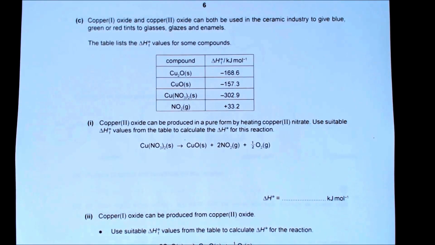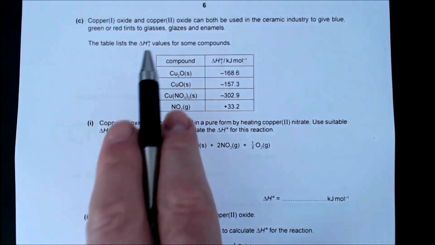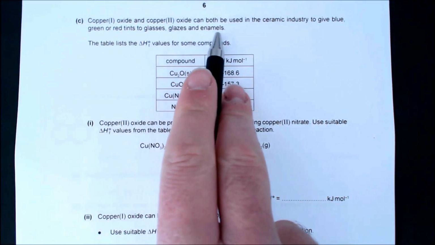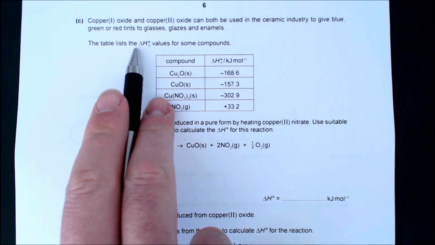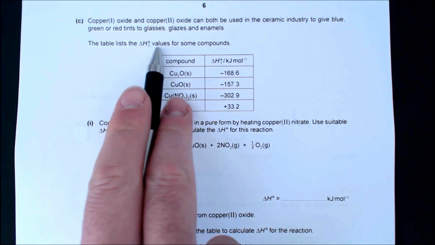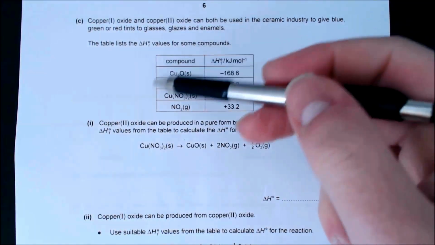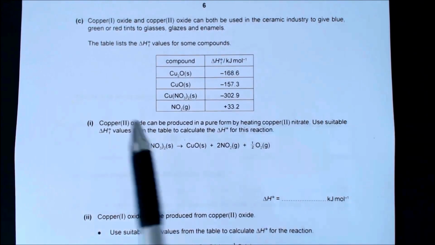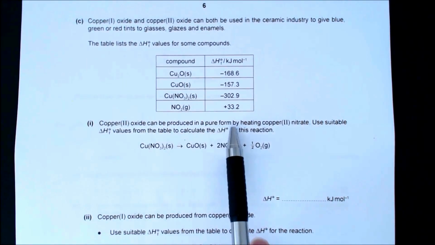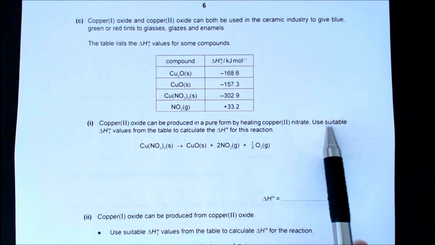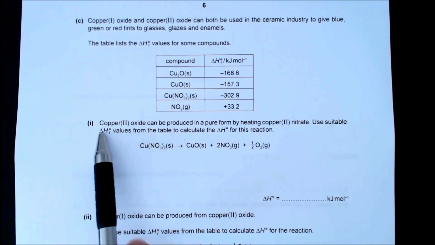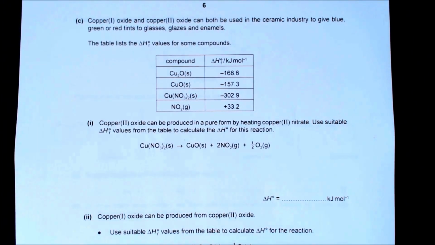Right, okay, so it starts by saying, C, copper 1 oxide and copper 2 oxide can both be used in the ceramic industry to give blue, green, or red tints to glasses, glazes, and enamels. The list of the enthalpy of formation values for some compounds. So we've got the different compounds here with the enthalpy of formation. It says copper 2 oxide can be produced in a pure form by heating copper 2 nitrate. Use suitable delta HF values from the table to calculate the enthalpy for this reaction.